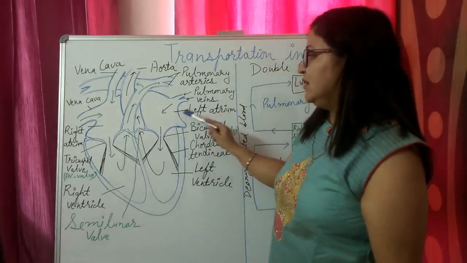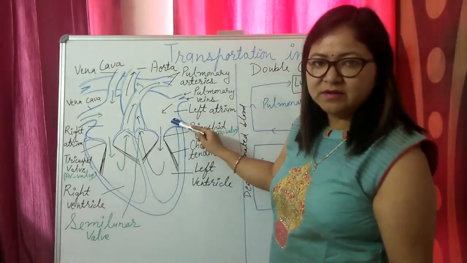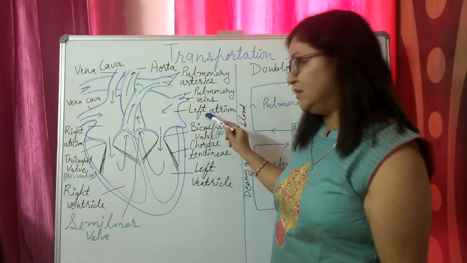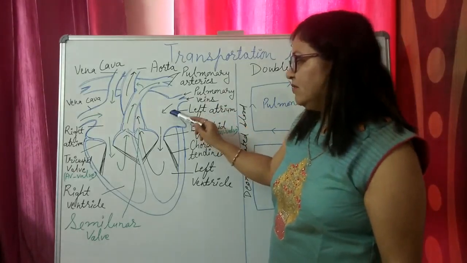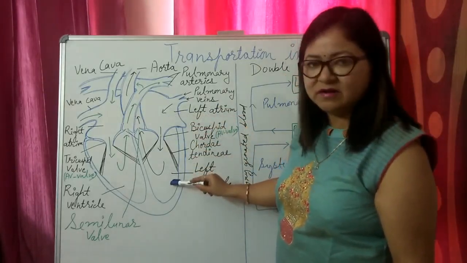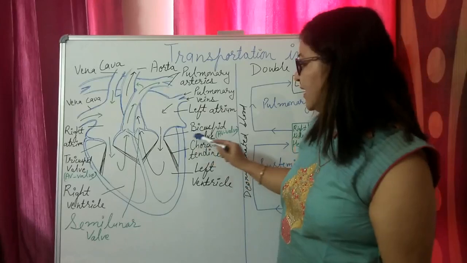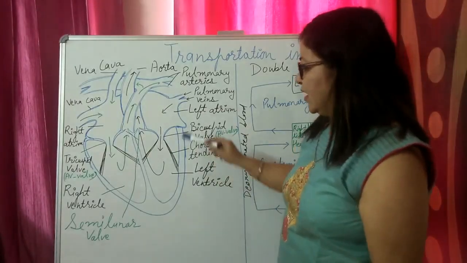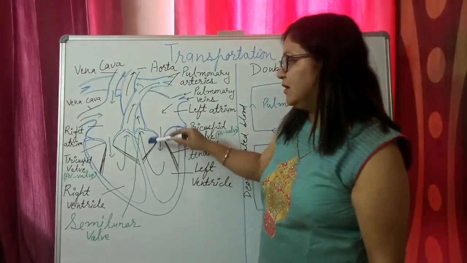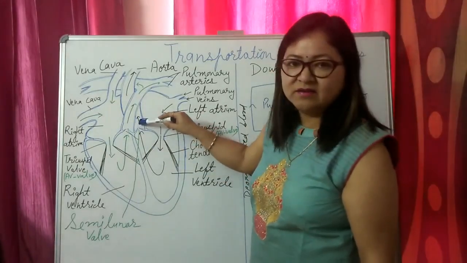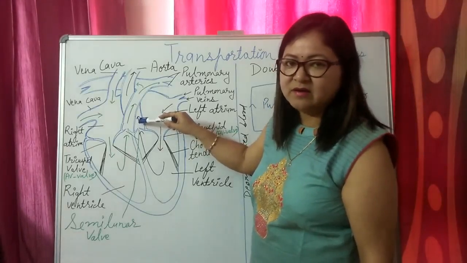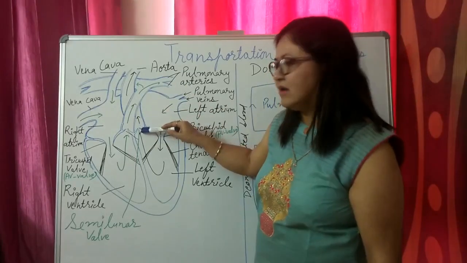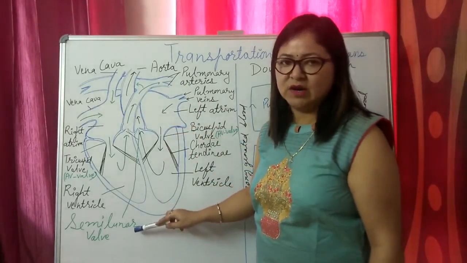Now the left atrium receives the blood from the lungs through the pulmonary veins and it is oxygenated blood. The oxygenated blood will enter into the left ventricle through the opening that is guarded by the bicuspid valve or atrioventricular valve. Now the left ventricle will pump the blood into the aorta, the largest artery. The largest artery is called aorta. It pumps the blood and the opening is again guarded by a semilunar valve.